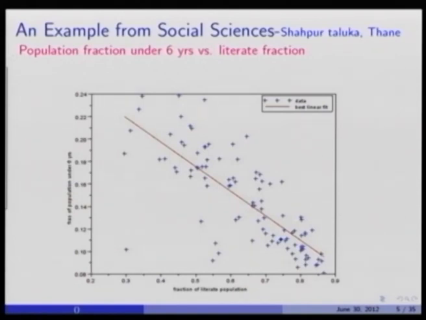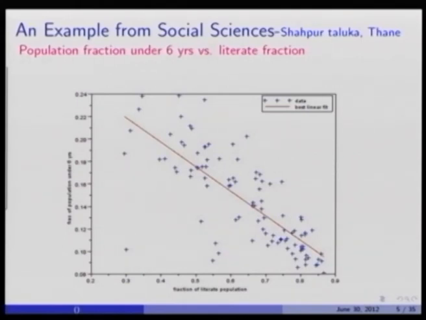That as the education, as the literacy increases, the fraction of children actually starts reducing, right? So if you want to control population, then one way of doing it would be to improve literacy, right? So you see that here is where science has already started coming in, right?